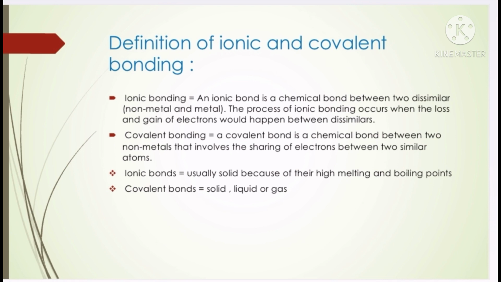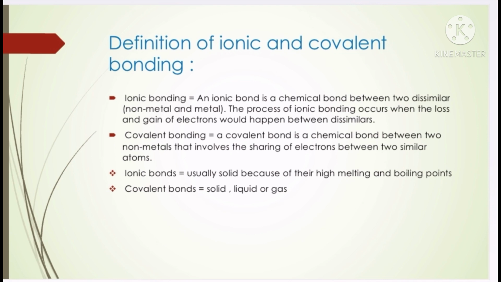What's the definition of an ionic bond? An ionic bond is a chemical bond between two dissimilar atoms. So it's between a metal and a non-metal. The process of ionic bonding occurs when the loss and the gain of electrons happen between dissimilar atoms, which is related to the concept of oxidation and reduction, which is not related to this idea. So we understood that ionic bonding is the transfer of electrons. It's not the sharing of electrons.